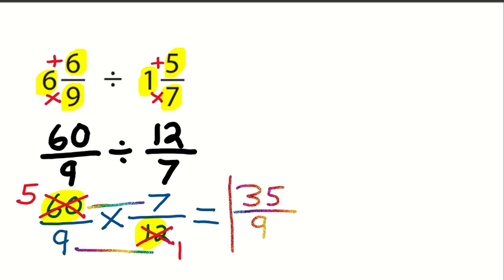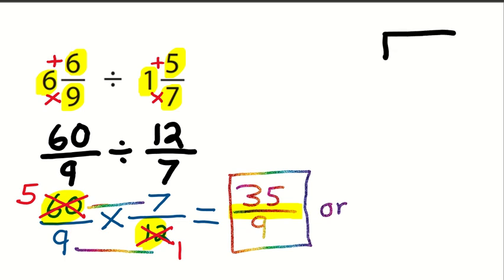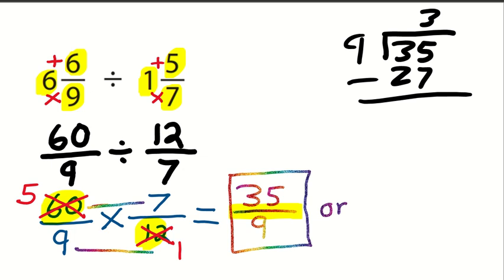That's an improper fraction. But in 6th grade, we also need to be able to write this as a mixed number. So I do that by simply asking myself the question, what is 35 divided by 9? And I can actually just do it like this over here. So let's do 35 divided by 9. 9 will go into 35 3 times without going over. 3 times 9 is 27. And 27 from 35 is 8.